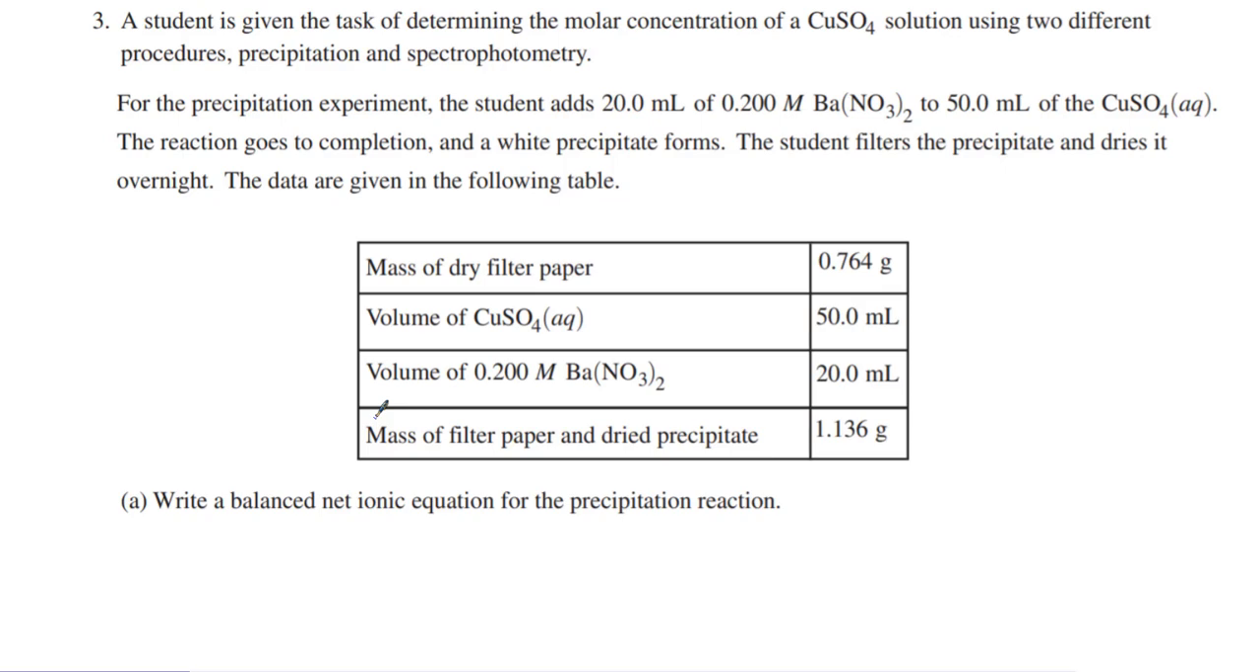But you can see here we're trying to find the concentration of copper sulfate. Copper sulfate is a blue solution, and so we're going to use two different procedures. We're going to do precipitation. We're going to do spectrophotometry. And so first we're going to do precipitation.